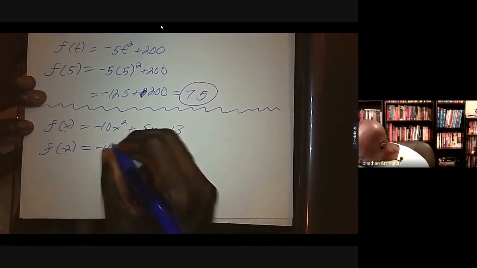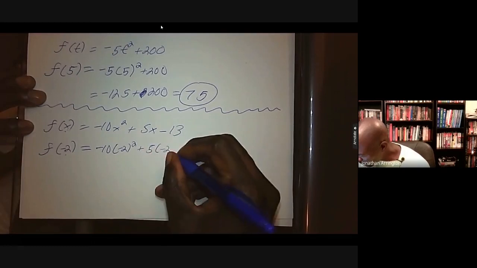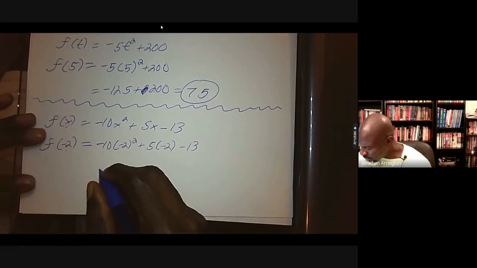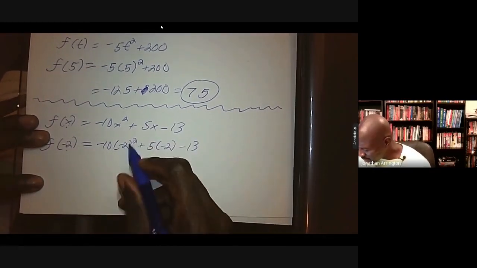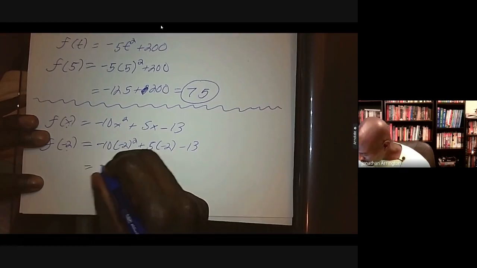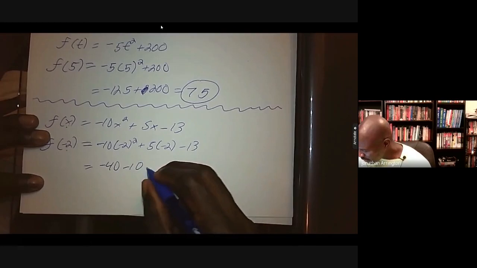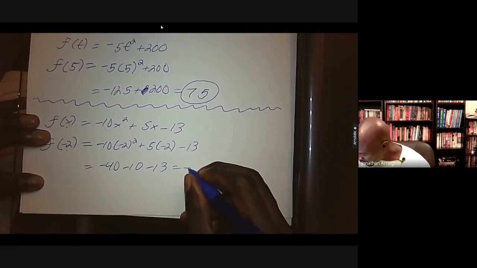So this is negative 10 times negative 2 squared plus 5 times negative 2 minus 13, and we just do our operations, our little arithmetic here. I'll do exponents first. Negative 2 squared is positive 4. Positive 4 times negative 10 is negative 40. And here 5 times negative 2 is negative 10. And then you've got this negative 13, so that's negative 63.